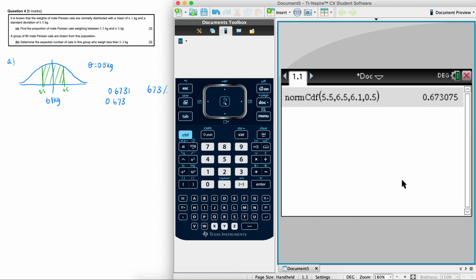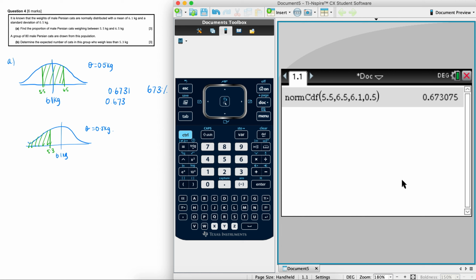Then the second part is that there's a group of 80 Persian cats that are drawn from the population. How many do we expect to have a weight less than 5.3? So this time, normal distribution, same mean, 6.1, same standard deviation, 0.5, but this time we're interested in less than 5.3. So that's this section here.